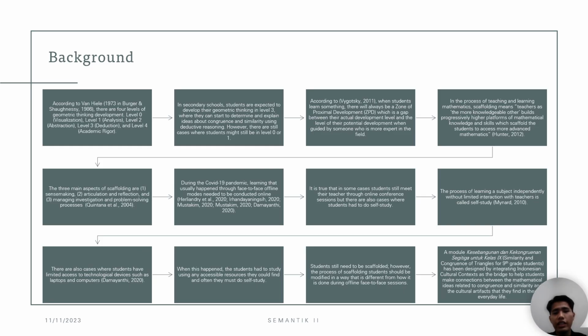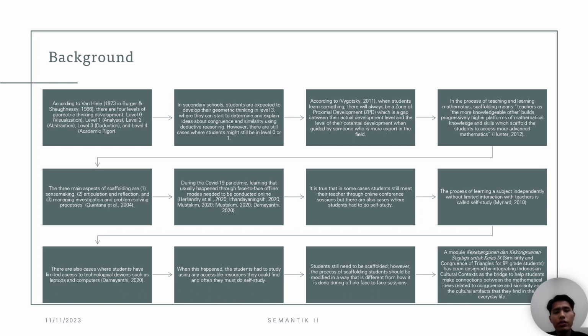According to Van Hiele 1973 in Burger and Shaughnessy 1986, there are 4 levels of geometric thinking development. Level 0 for visualization, Level 1 for analysis, Level 2 for abstraction, Level 3 for deduction, and Level 4 for academic rigor. In secondary schools, students are expected to develop their geometric thinking to Level 3, where they can start to determine and explain ideas about congruence and similarity using deductive reasoning. However, there are still cases where students may still be in level 0 or 1.